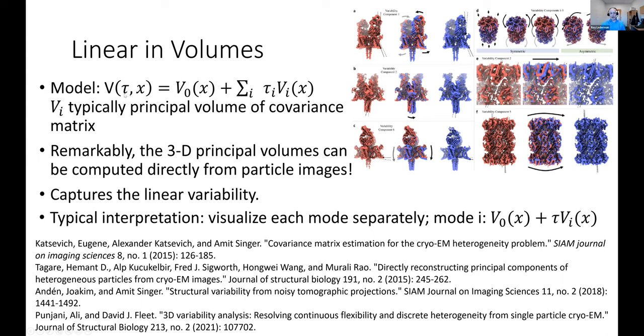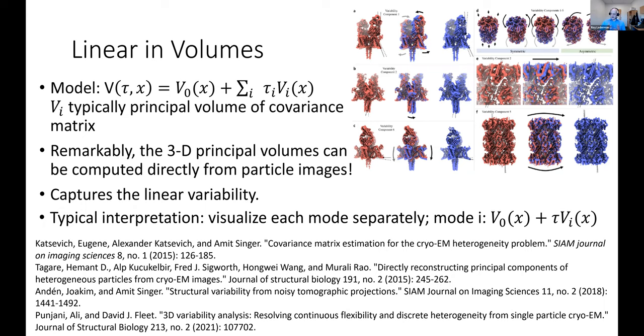And there's another conformation variable here. So you can plug in a conformation point, and it will tell you what the density is. One way of writing it is as a mean volume plus these principal volumes, with some coefficients for each one of them. And typically these principal volumes are just the principal volumes that come out of the covariance matrix of volumes.